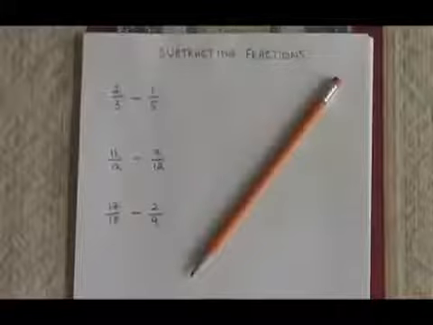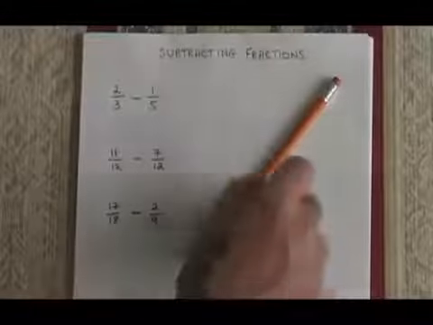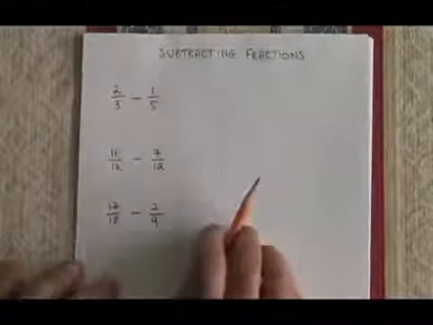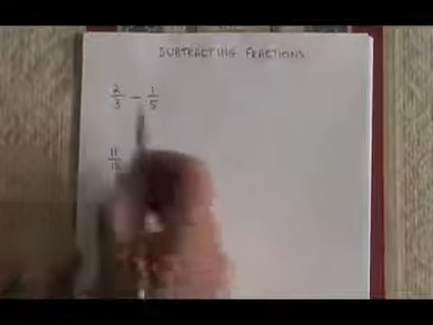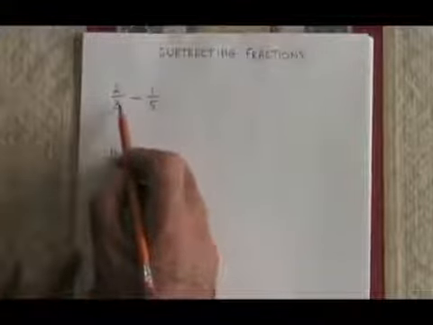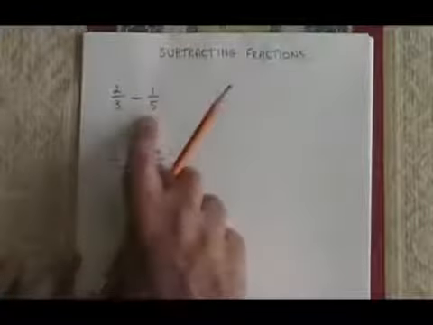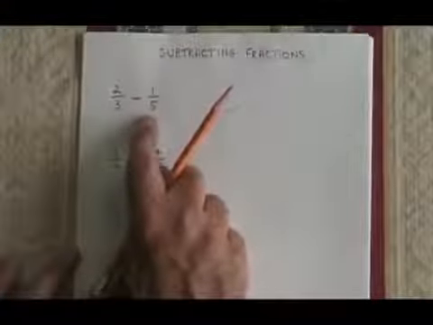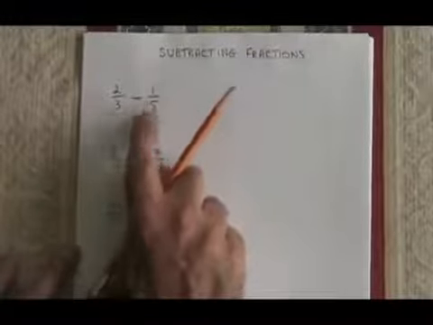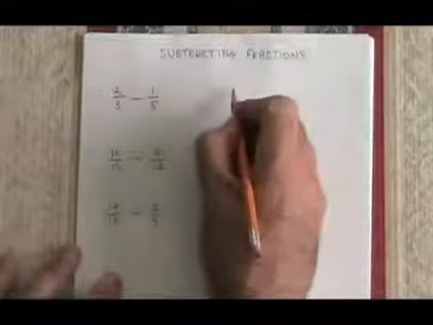Subtracting fractions works the same as adding fractions, but let's go through its rules right from the beginning. If we want to subtract 2/3 minus 1/5, we have to have a common denominator. So we need to know the multiples of 3 and 5. I'm going to draw them here.